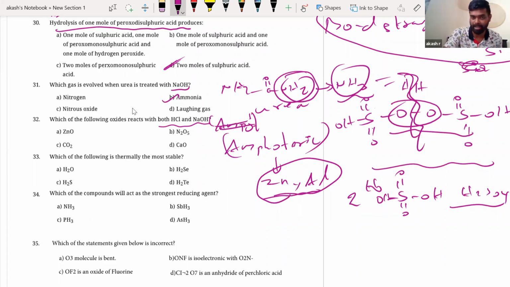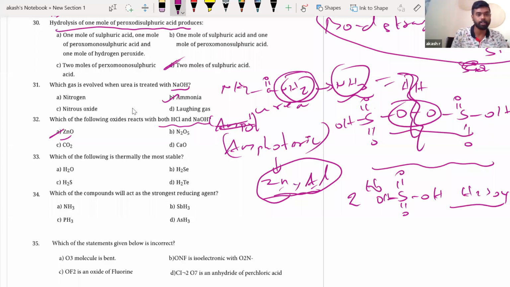That means they can react with an acid, and they can react with a base, that is, with HCl and NaOH. I know HCl is an acid, NaOH is a base. So the answer to this question is the one with zinc. All the others will either be acidic or basic oxides. So the answer is that, because only zinc and aluminium can form amphoteric oxides.